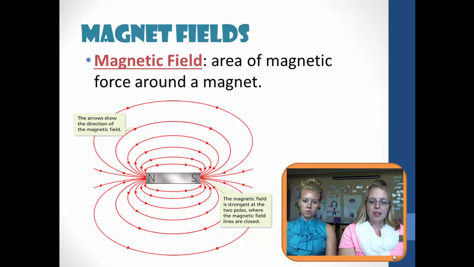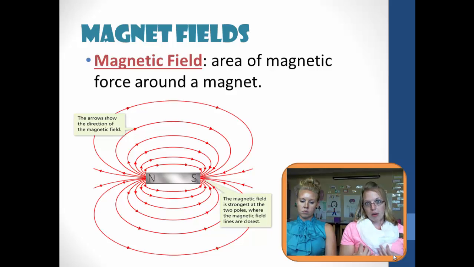Okay, the field. The field is different than the force. The force is what attracts you and brings you within. The field is just the area which you could attract. And a field surrounds every single magnet. A force is only there if you have two magnets within close enough proximity of one another. That means close together. So here's your definition: area of a magnetic force around a magnet.